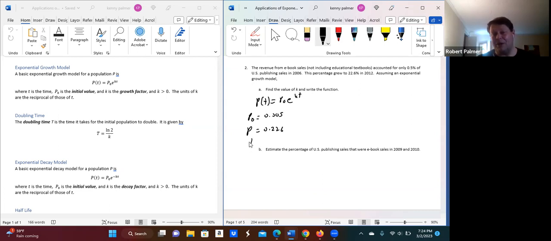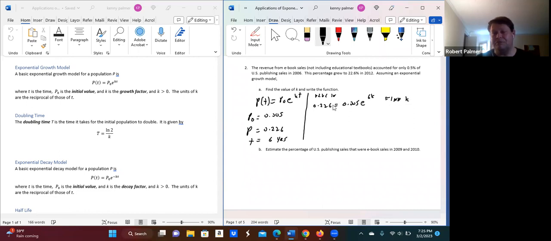We know our time. The time it took for this to happen is 2012 minus 2006, which is 6 years. This will tell us what our t is going to be. It's going to be in years. Now, what we're going to do is plug all that in. We do that, we have 0.226 is equal to 0.005 times e to, let's put it as 6k, 6 times k. Since t is 6, we want to find k.